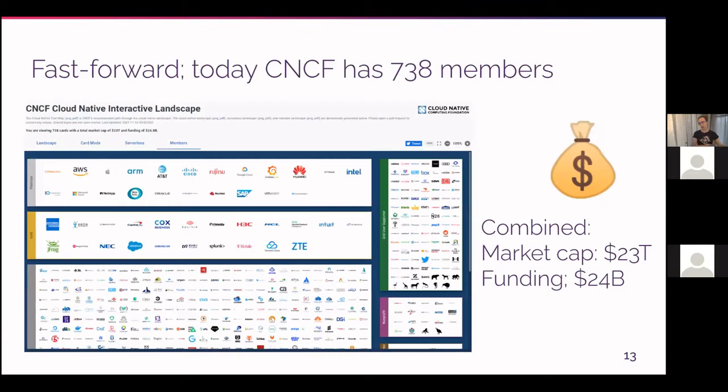And CNCF started out with these companies, the logos now. It's kind of too much to put in a slide, 738 members. And just kind of funny, just insane to see the market cap and funding of 23 and 24 trillion and billions respectively. It's, yeah, just, I don't know, incomprehensible.